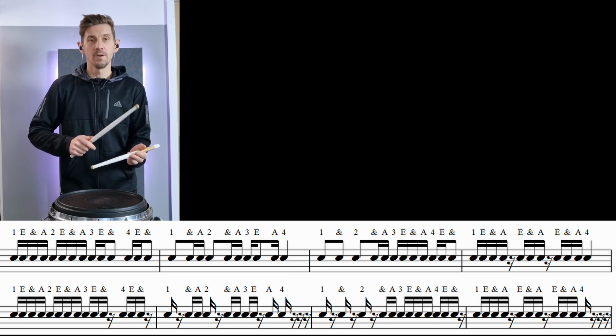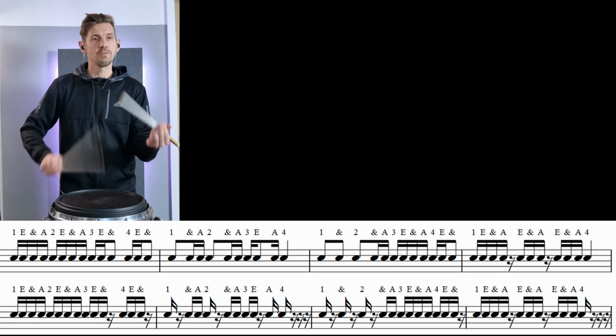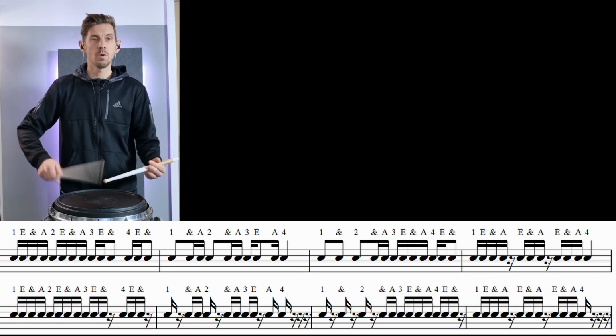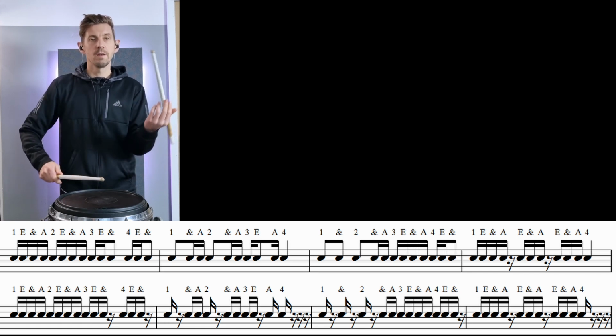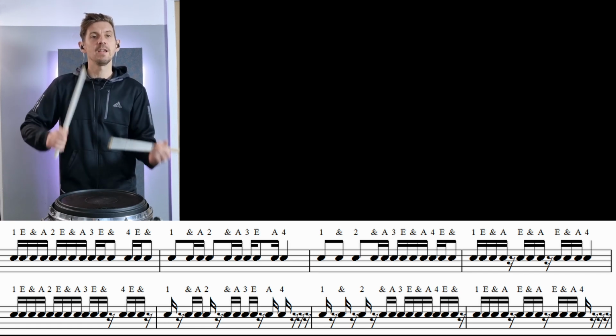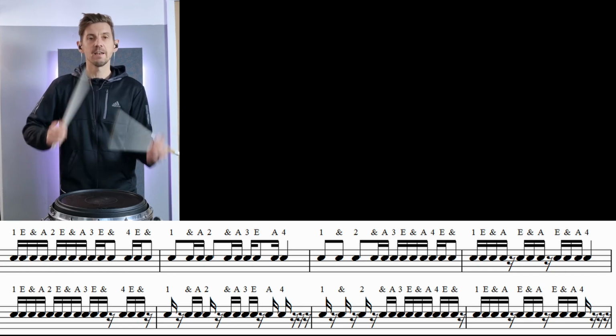Let's do it once more. 1, 2, 3, 4. 1 E and a 2 E and a 3 E and 4 E and 1 and a 2 and a 3 E a 4. 1 and 2 and a 3 E and a 4 E and 1 E and a E and a E and a 4.